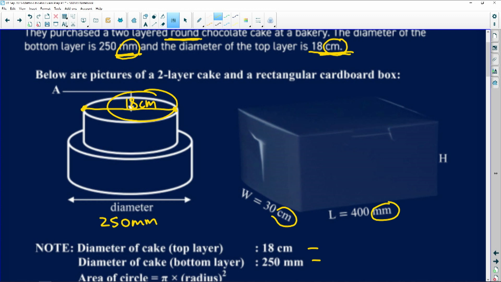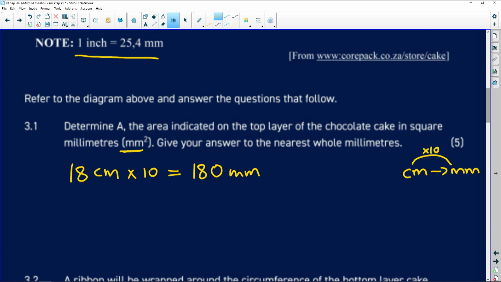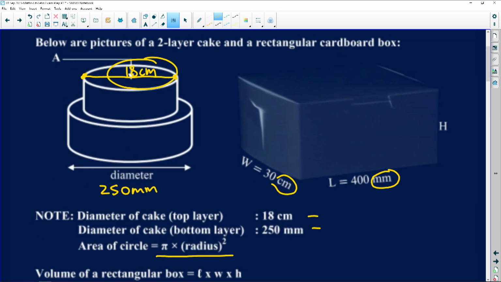When you get to your answer, you do not know what to do with it. So let's convert that 18 centimeters to millimeters. I know that if I'm converting from centimeters to millimeters, I need to multiply by 10. So I must multiply this by 10. Makes sense, né? So this is going to be 180 millimeters. Again, it makes sense. If this is 250 millimeters, it makes sense that this is 180 millimeters.